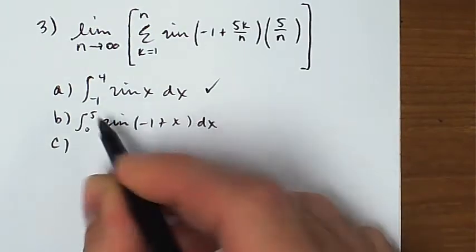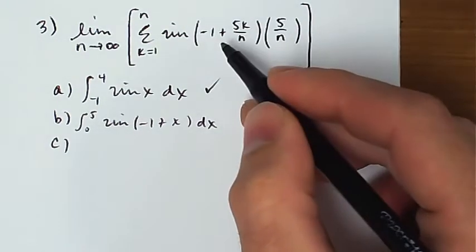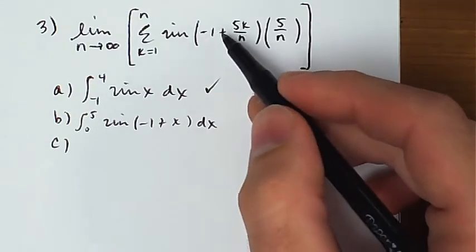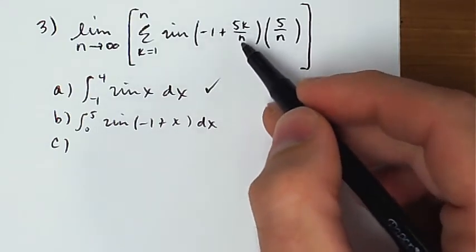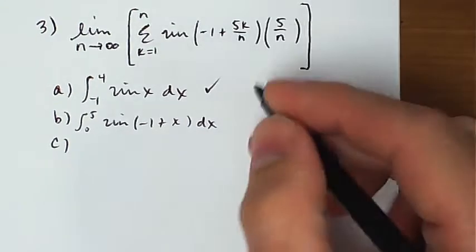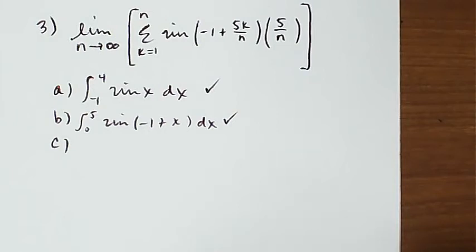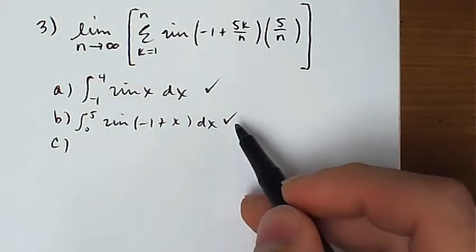Now that also works because it's got a width of 5, and rather than this being the a value, this is just part of the function, and then it's negative 1 plus, and if we start at 0, 0 plus 5k over n. Okay, I don't know if that explanation makes sense, especially since you can't even see me, you're just hearing my voice, but I'm just going to tell you this one works too.